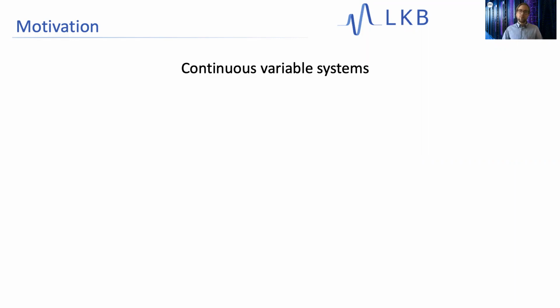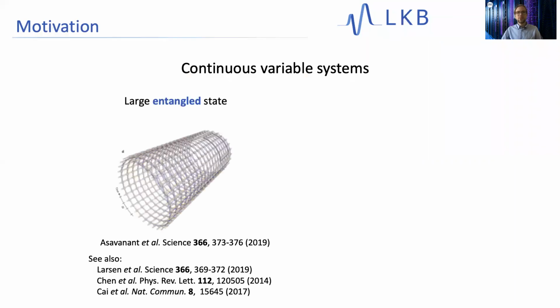So why do we like this continuous variable approach in quantum optics? Well, it's because this allows us to make very large entangled states. Here you see one example from the group of Akira Furusawa, where they made these very large cluster states where every little vertex represents a time mode, a kind of time bin. And with techniques from temporal multiplexing, you can basically get these very large entangled states.